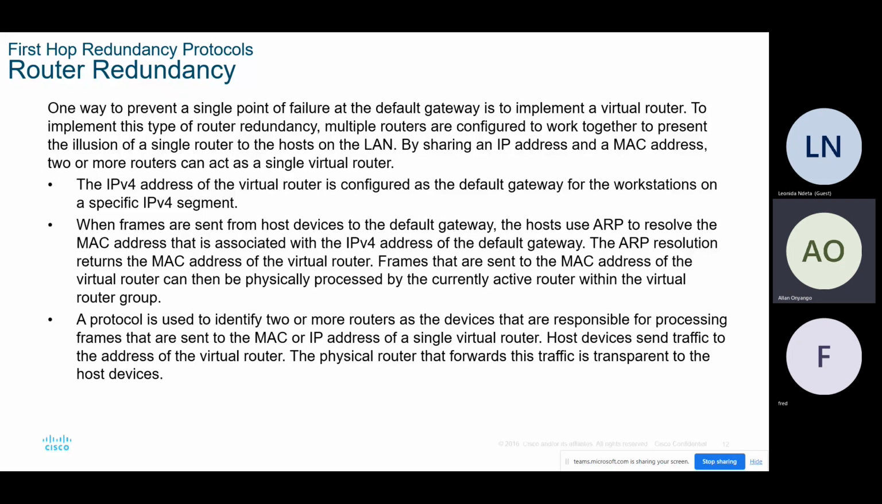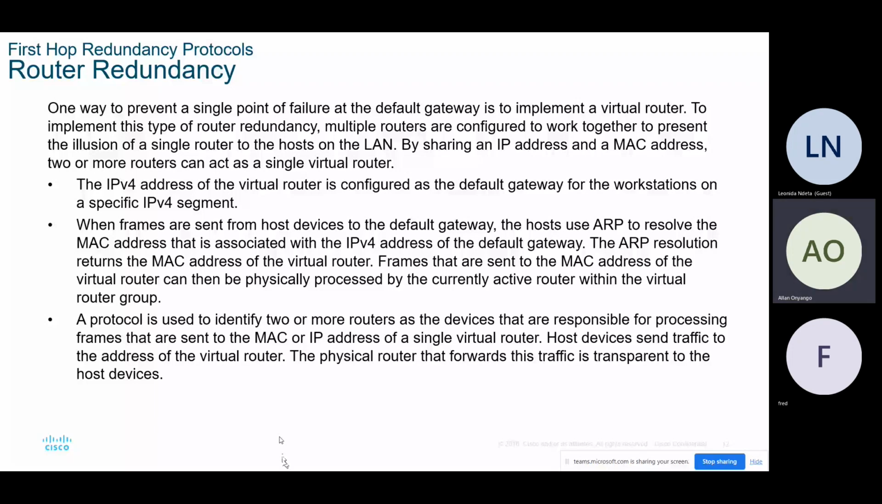Redundancy is where you have multiple points of failure so that when one point fails, we still have another one that takes over to provide continuous network accessibility. And so in HSRP, we implement something called a virtual router technology, such that multiple routers are configured to work together to present the illusion of just one single router host. We have several routers working together.